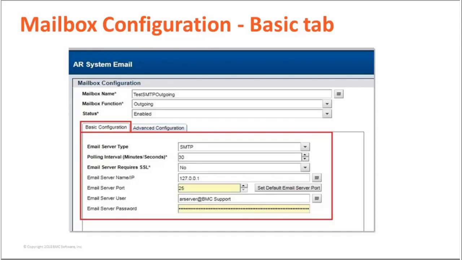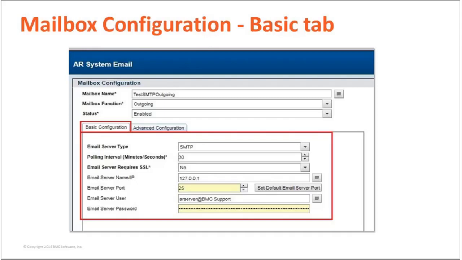The polling interval determines how often the email engine will check for incoming mail from the mail server if the mailbox is incoming, or how often to check for new outgoing mail in the email messages form on the AR server if the mailbox is outgoing. You can have different polling intervals for different mailboxes. As noted in the field label, the polling interval can be in minutes or seconds.